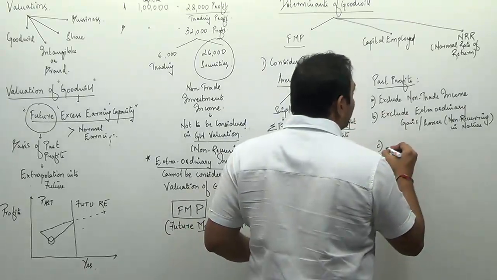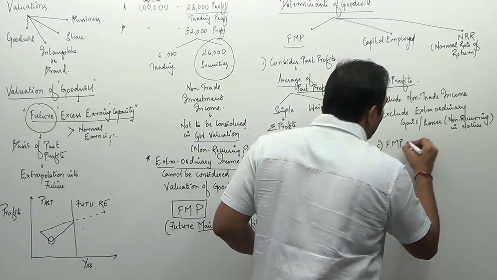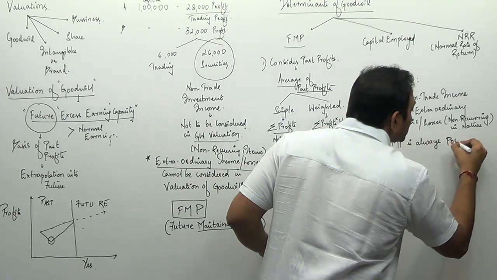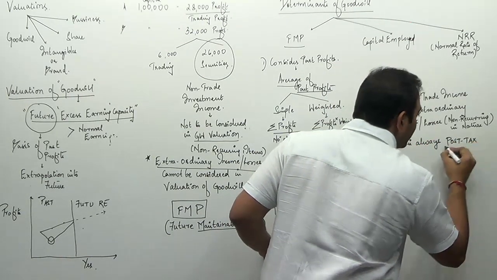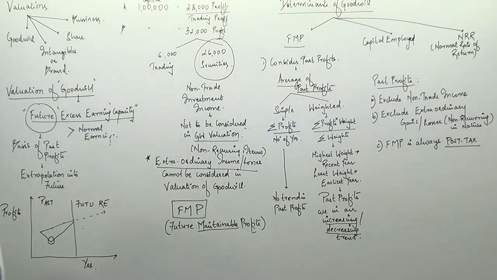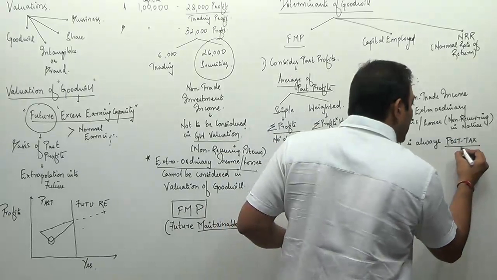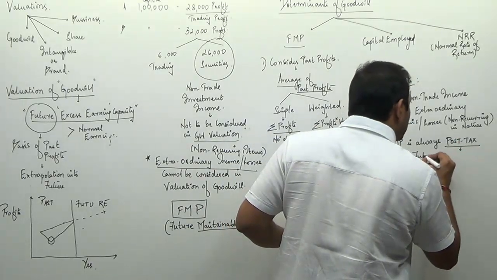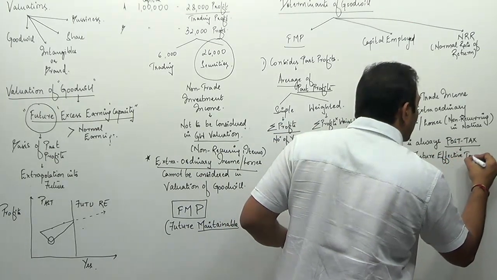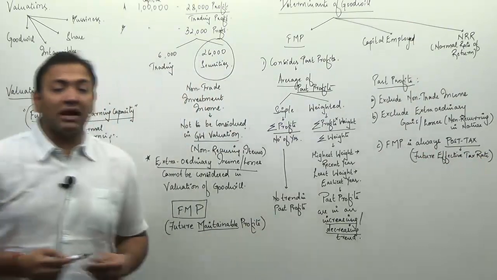Past profits, whenever we are considering for computation of future maintainable profits, FMP is always post-tax. After payment of tax. So when you're valuing FMP, I need to always consider post-tax. And such a tax rate is always the future effective tax rate, not the tax rate of the past. I need to consider the future effective tax rate.